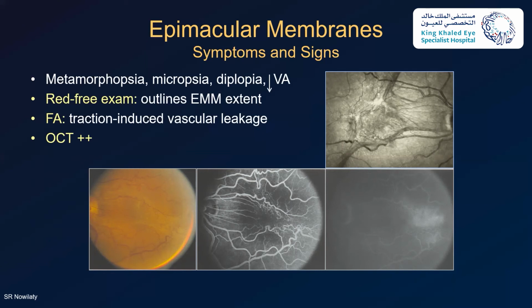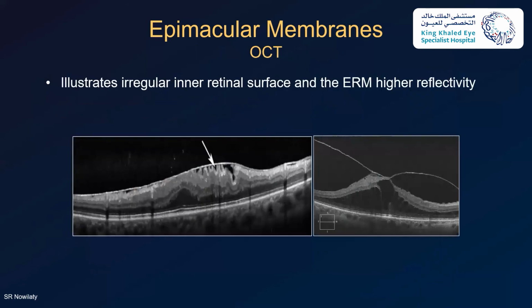Okay, so you can have diplopia, you can have metamorphopsia, micropsia. If you do a red-free picture of the retina, you will see the limits of the epimacular membrane really, really clearly. Okay, and if you do a fluorescein, what you're going to see is the consequence of the pulling, which is the distortion of the vessels, but oftentimes leakage. Okay, because when you pull on the retinal vessels, they tend to leak. Okay, but an OCT is generally what we use to show the epiretinal membrane.